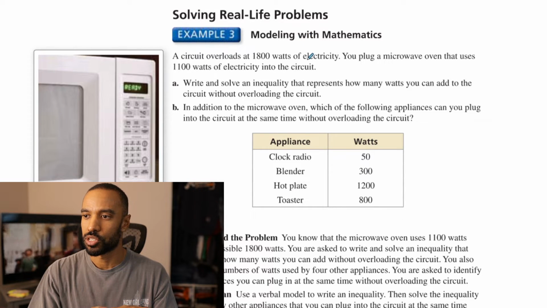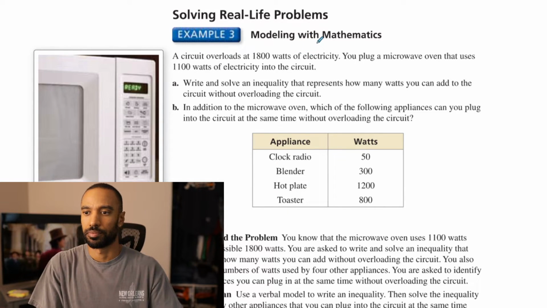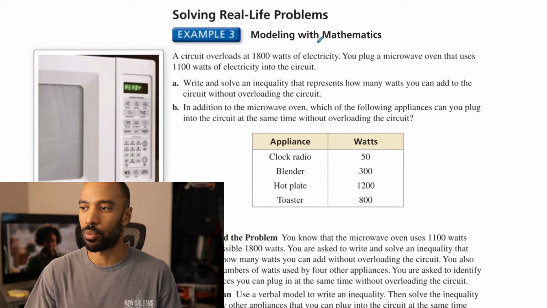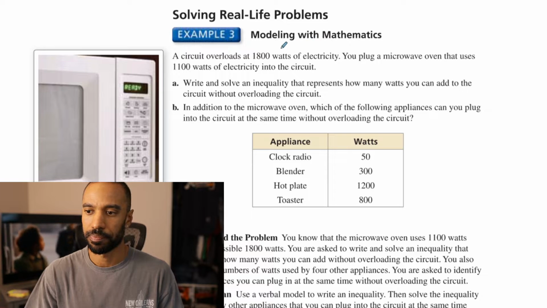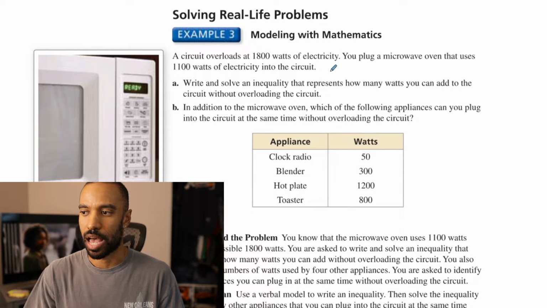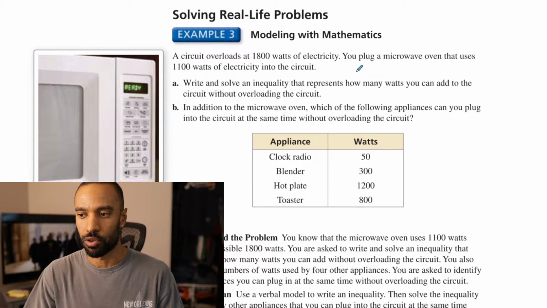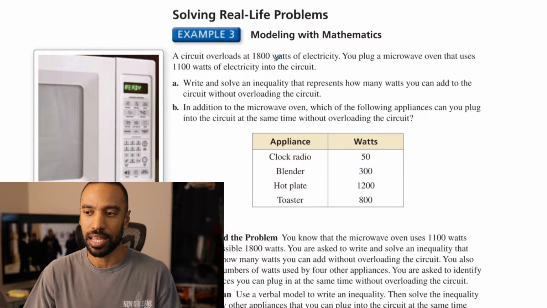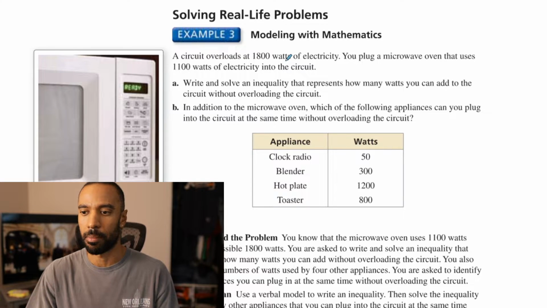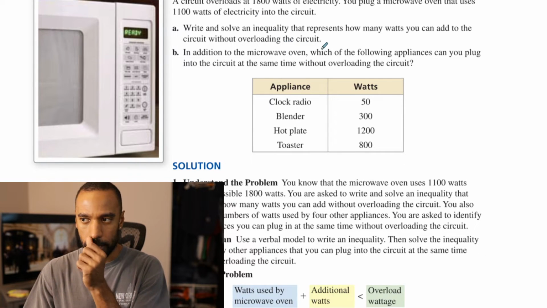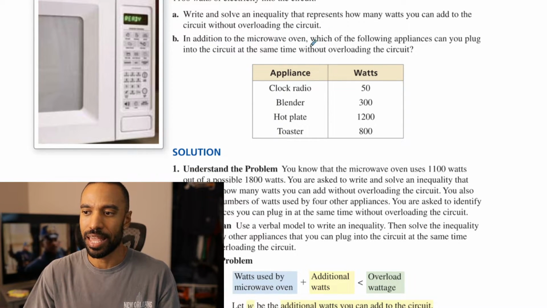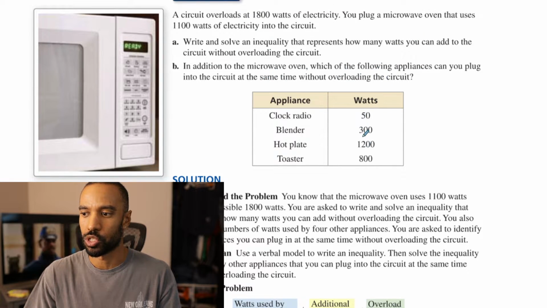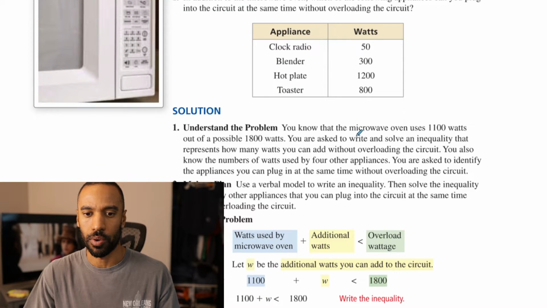Solving real life problems. Here's an example modeling with mathematics. A circuit overloads at 1800 watts of electricity, and you plug in a microwave oven that uses 1100 watts. Write and solve an inequality that represents how many watts you can add to the circuit without overloading the circuit. It doesn't mean you must add the maximum amount to get to 1800. You can add up to an amount for that. So we're going to write and solve an inequality for that. And then in addition to that, which of the following appliances can you plug in without overloading? So we're going to check those with our own inequality that we write.